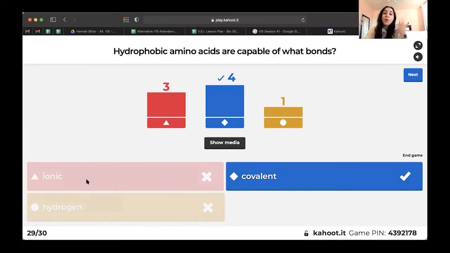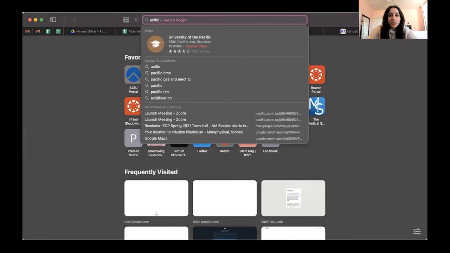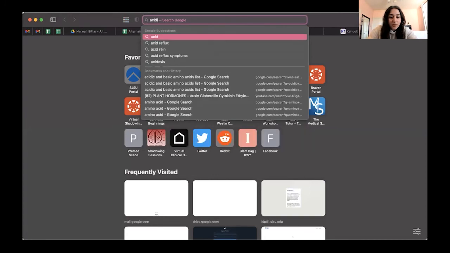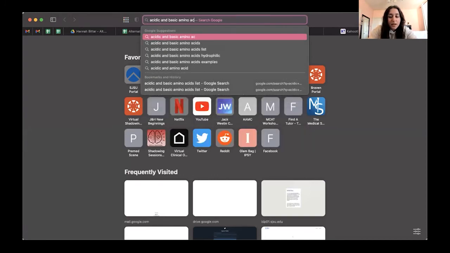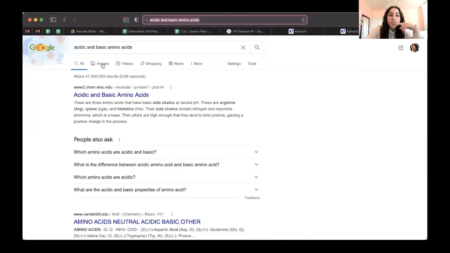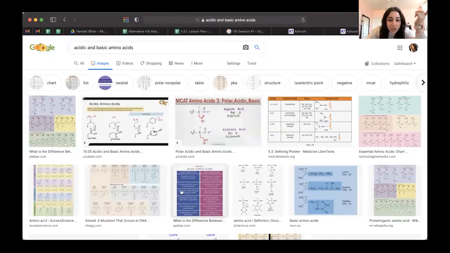And let's talk about why it would not be ionic bonding. Only electrically charged amino acids are capable of ionic bonding. When I say electrically charged amino acids, I'm referring to acidic amino acids and basic amino acids. If you look at them, acidic and basic amino acids are electrically charged, and you will literally see the charge on the amino acid.